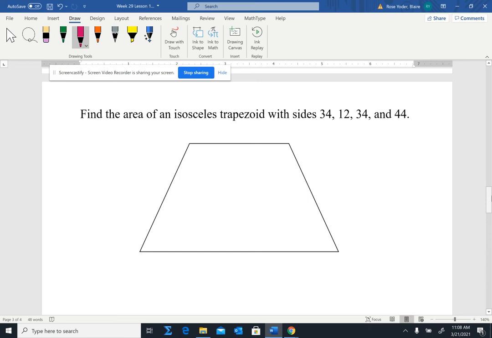So you might be wondering, how do you know which sides to label where? Well, if it's isosceles, the two legs are equal, so that has to be the 34 and the 34. So then I just see what's left over and I say, well, 12 has to be the smaller base and 44 has to be the bigger base. So I can tell right away, I can find the mid-segment. Here is the problem though, I don't know the height. Height, we're always talking about the straight up and down height, not the slant height.